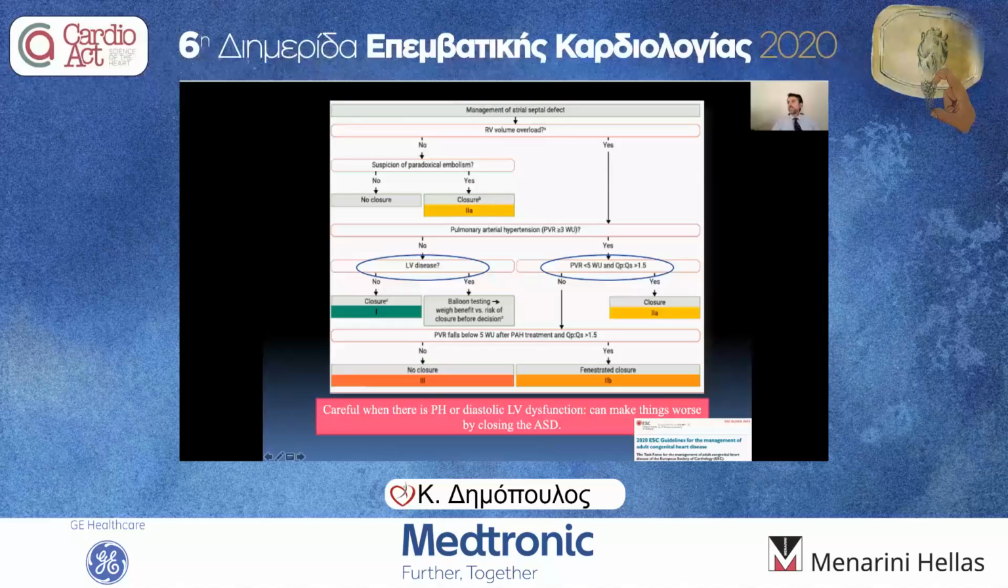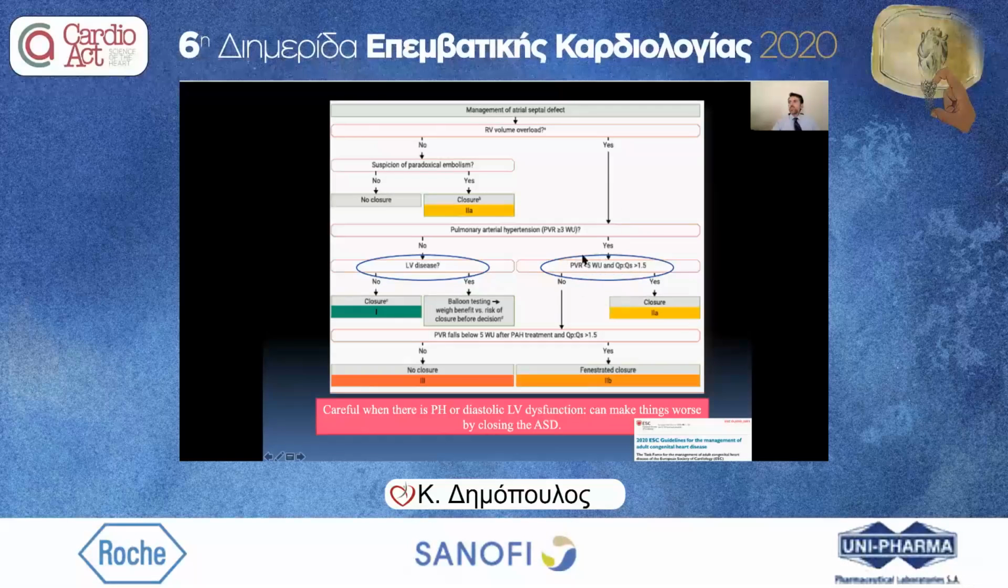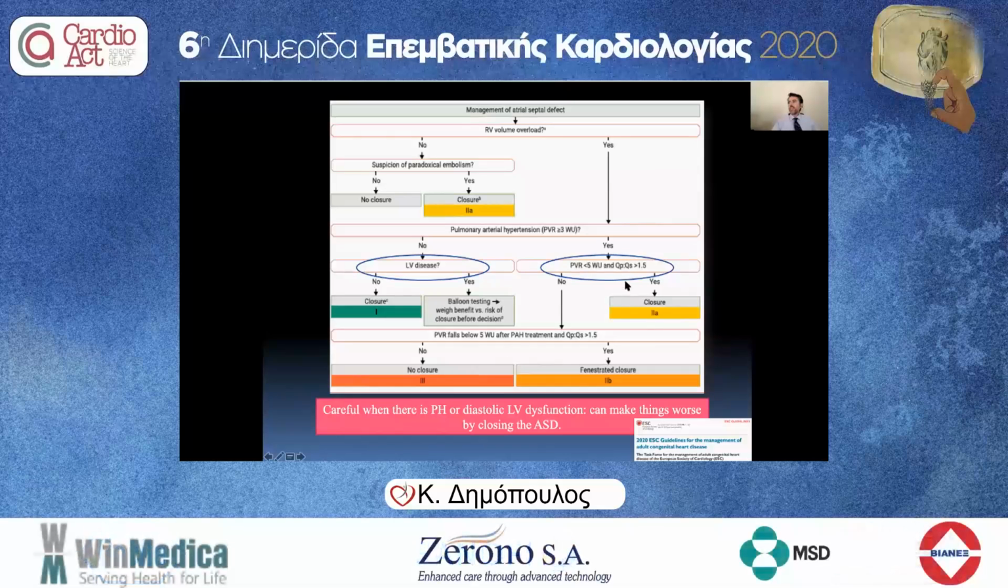Indeed, the guidelines, the ESC ACHD guidelines, tell us that if you have an atrial septal defect, you need to look at your pulmonary vascular resistance. If it is less than 5, things should be okay to close the defect. But if it's more than 5, then you need to perhaps try with pulmonary vasodilators or try again to decide whether to leave it open or close with a fenestration.